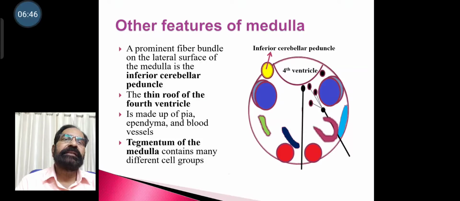Other features which are seen in the medulla are a prominent fiber bundle on the lateral surface of medulla, that is inferior cerebellar peduncle, as you can see in the picture. Then a thin roof of the fourth ventricle, which you can see. The roof is made up of pia mater, then ependyma and blood vessels, and also the floor, the tegmentum of the medulla, contains different cell groups.